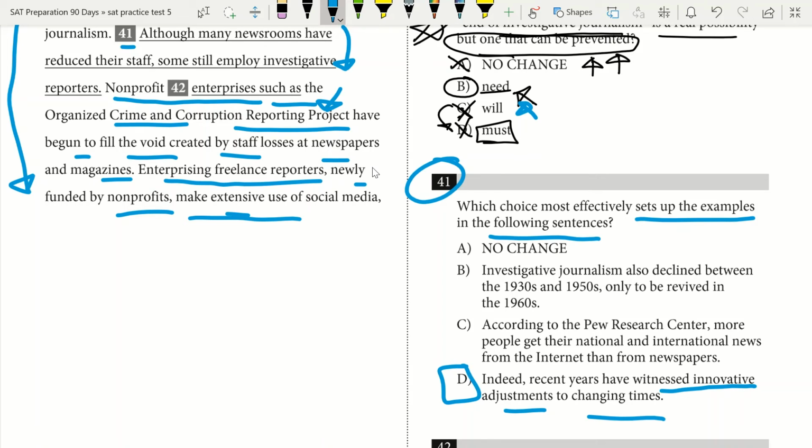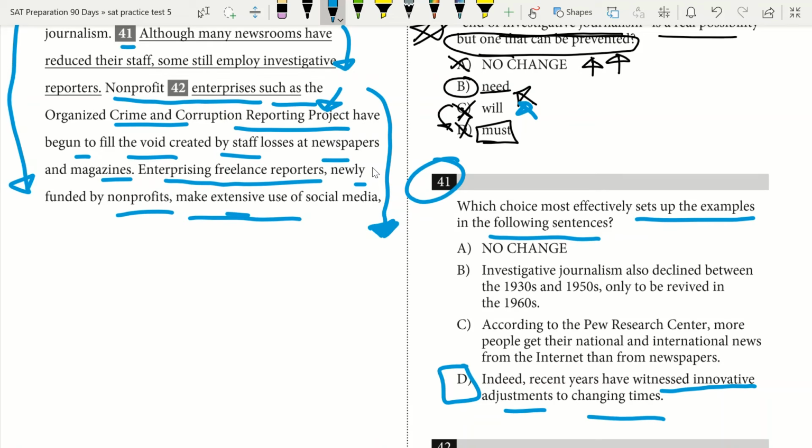Now let's go ahead and cover why A, B, and C are all wrong for 41, because it's important to understand why some answers are incorrect. All right, so A, no change. Well, no change says, although many newsrooms have reduced their staff, some still employ investigative reporters. Well, that's not addressing these innovative things and these innovative adjustments that have been made in the marketplace, right?